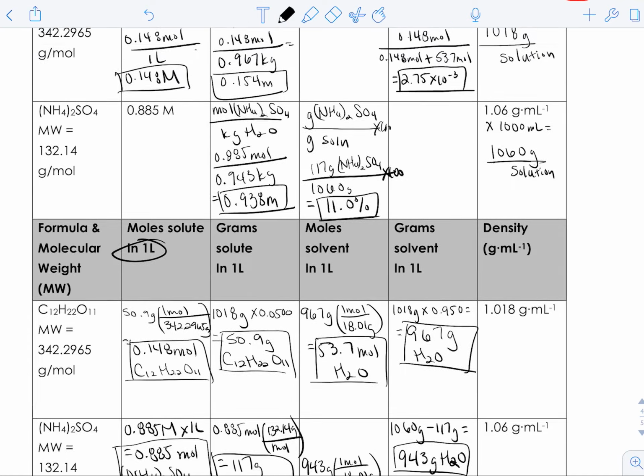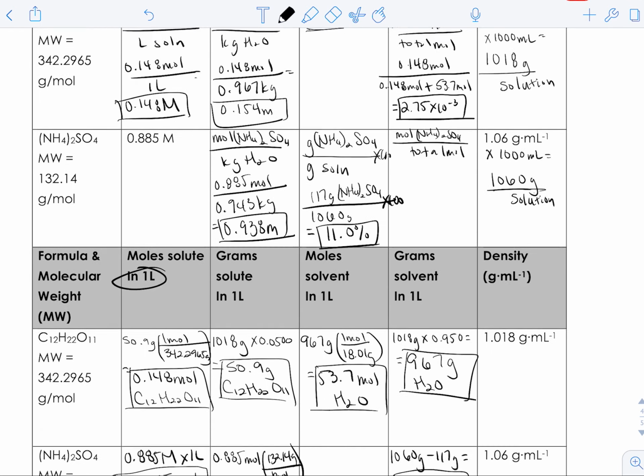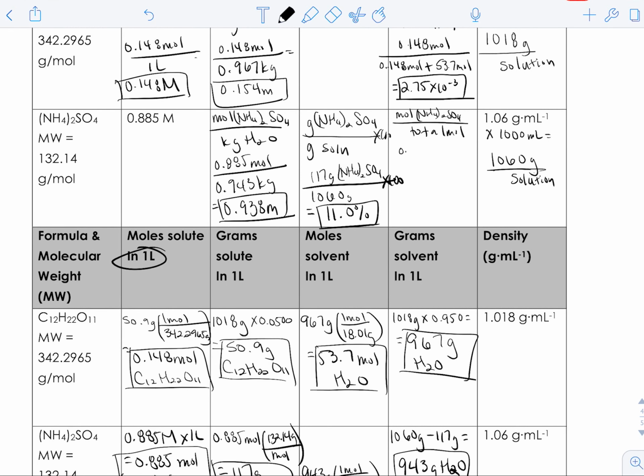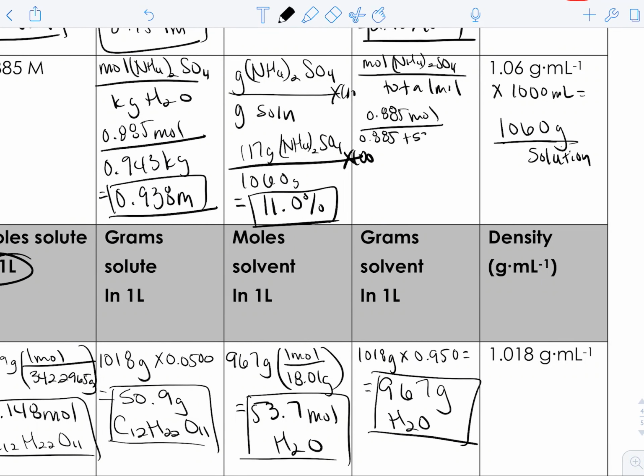And lastly, we're going to have our solute mole fraction. So moles of ammonium sulfate divided by total moles. So 0.885 moles divided by 0.885 plus 53.7. That will give us a value of 1.66 times 10 to the negative 2.